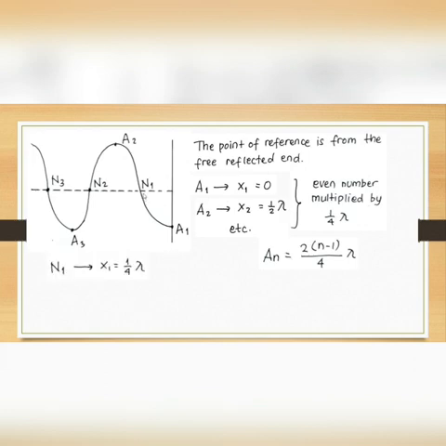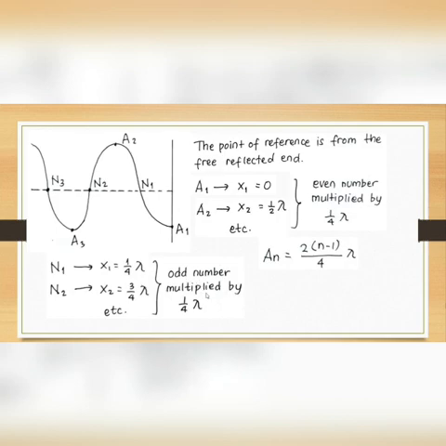The first node will be formed at x equals 1/4 lambda. The second node will be formed when x equals 3/4 lambda from the reflected end, and so on. So this is an odd number multiplied by 1/4 lambda. So the nth node will be 2n minus 1 over 4 lambda. In your book, this is Sn.